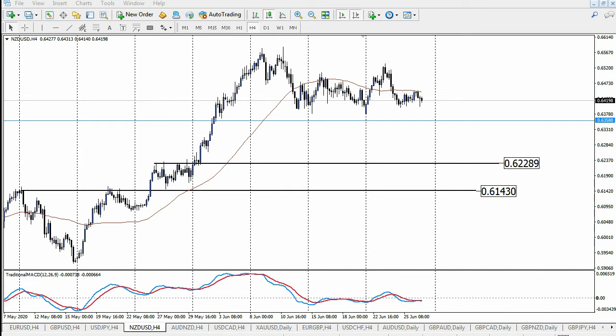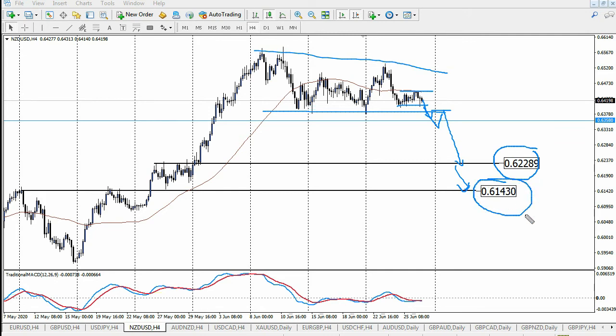This week price may break this small range. This is the longer range. Price may break this range and retest this area to meet our targets. These two are my targets for Kiwi USD. So all my view about the Kiwi USD is still a downside move before going upwards.